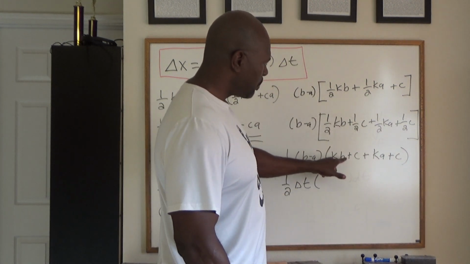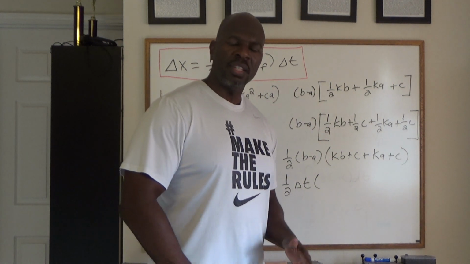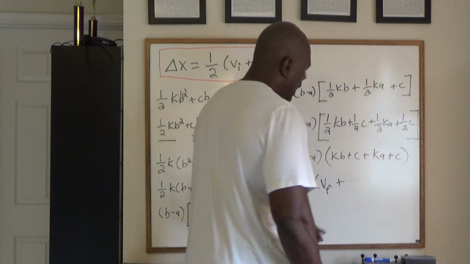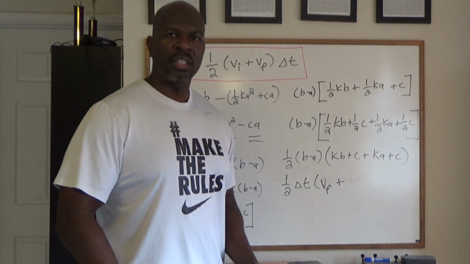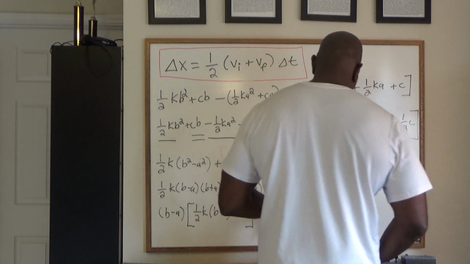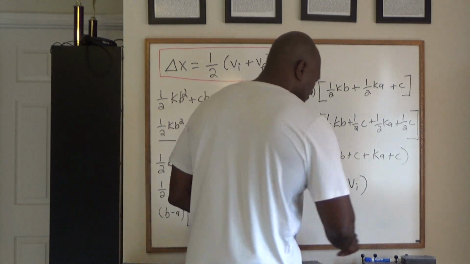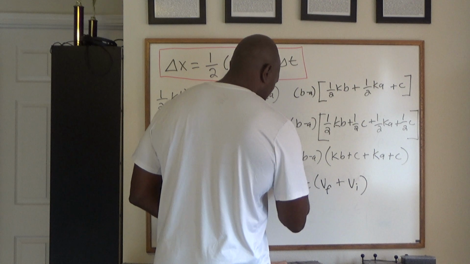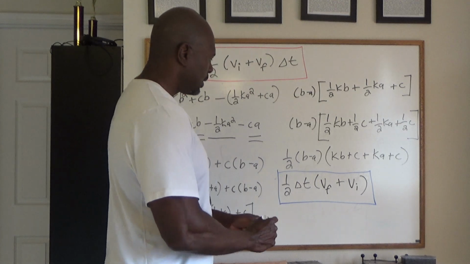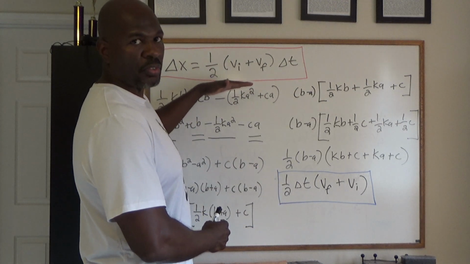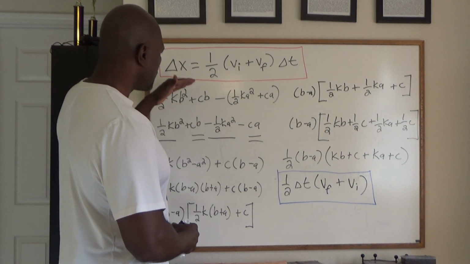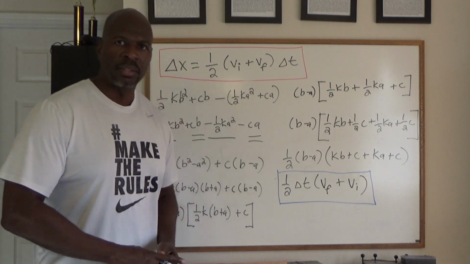And kb plus c was v sub f, the final velocity. And ka plus c was v sub i, the initial velocity. And so what you should see here, in a different order but obviously the same thing, is the displacement formula as given in the physics formula up here. So that's how we can derive this displacement formula utilizing calculus.